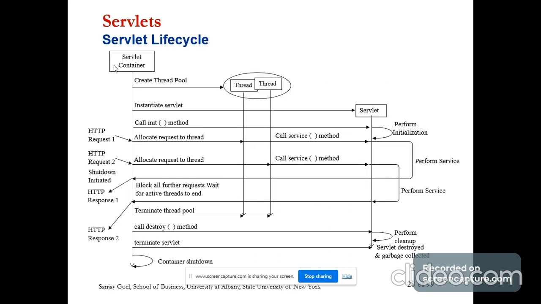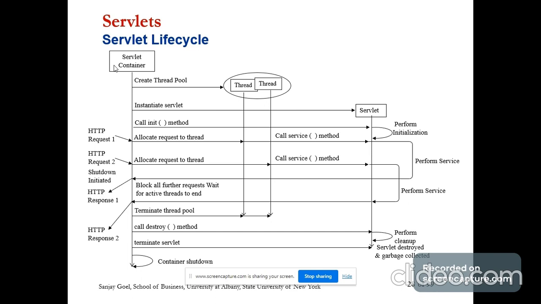Now the servlet life cycle shows how a servlet works in a web application. First, it creates a thread pool, which defines how many threads are available for providing services to requests. After that, the servlet is initiated by the init method. After that, it allocates a request to a thread, defining what the thread should expect to perform.